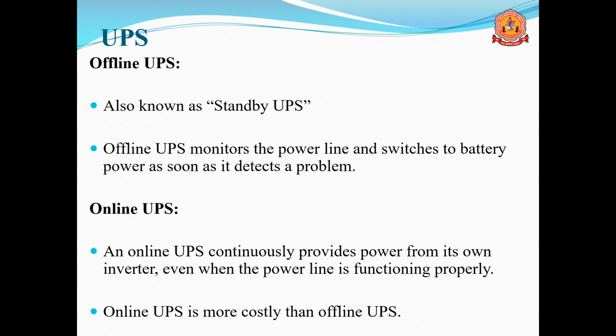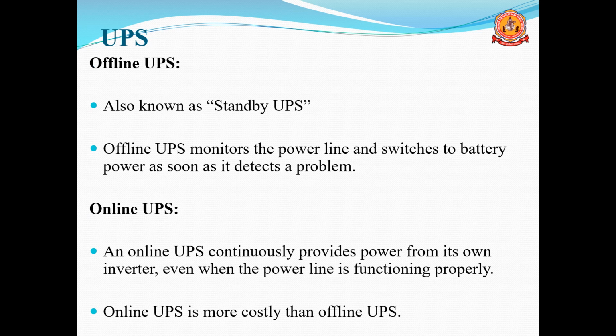First, the offline UPS, also known as standby UPS. An offline UPS monitors the power line and switches to battery power as soon as it detects a problem. It is always monitoring the power line, and whenever power goes off, it switches from mains power to battery. That is offline.